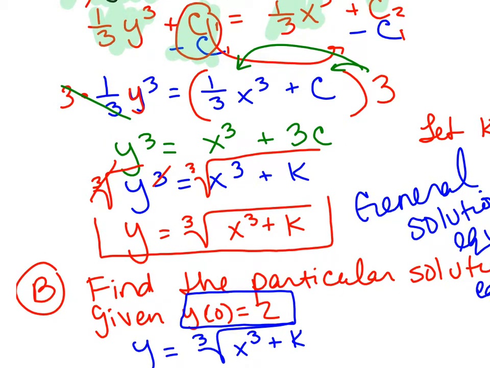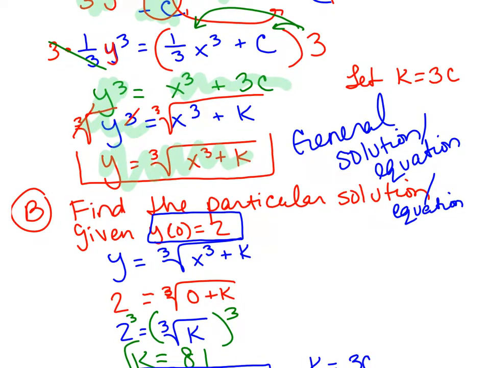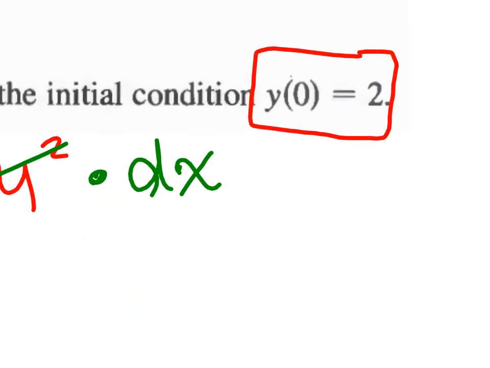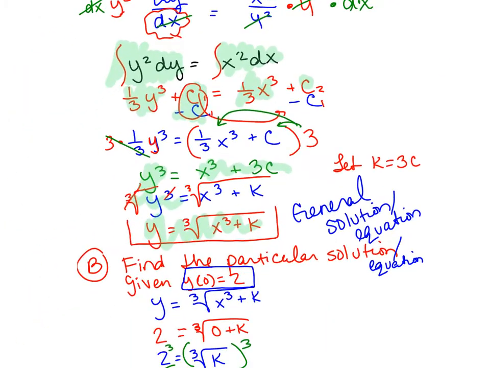So we're going to end up with y cubed equals all of this. Take the cube root on both sides, and we have our y equaling the cube root of x cubed plus k. Now the good thing is we were given some initial condition. The initial condition was when you plug in 0, your y equals 2. So let's do that.